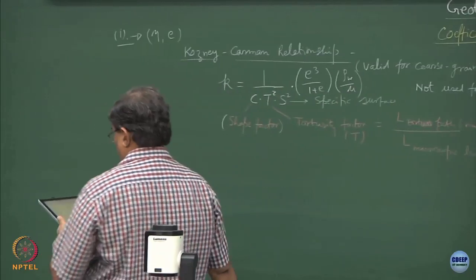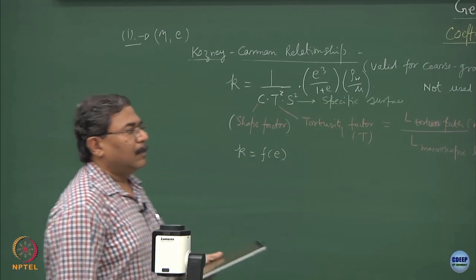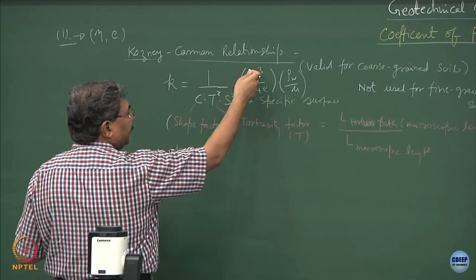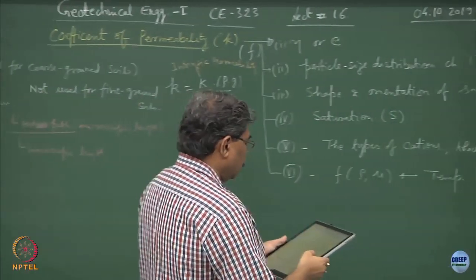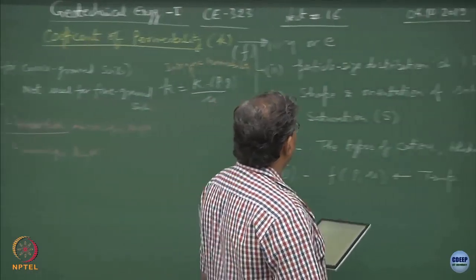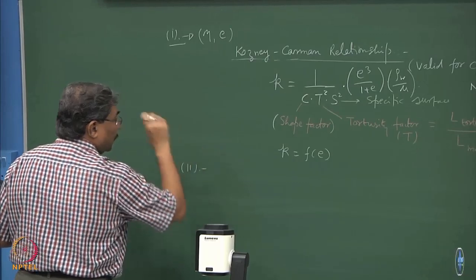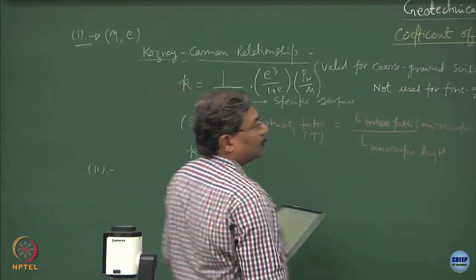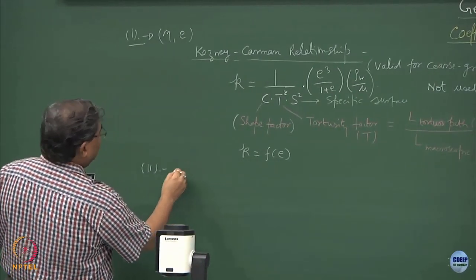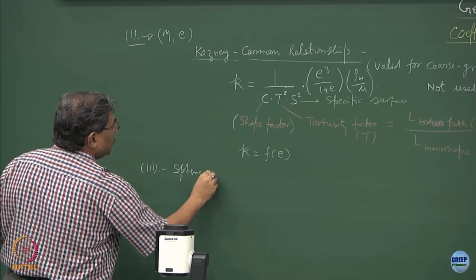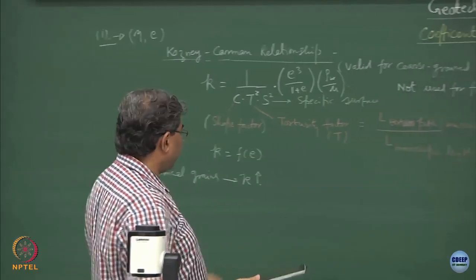All right. Basically, what it indicates is that K is a function of e, and you will find different variants in the books where people have tried with e upon 1 plus e also, but this is quite prevalent and this is what is known as Kozeny-Carman relationship. Shape and orientation of the soil particles. You remember we have talked about the shape already. So, granular materials which are spherical in nature. So, this is number 3, spherical grains show very high hydraulic conductivity for the same density, remember, as compared to the fine grain materials.